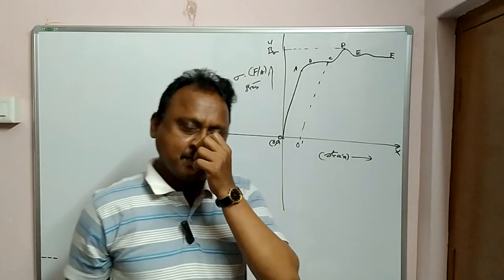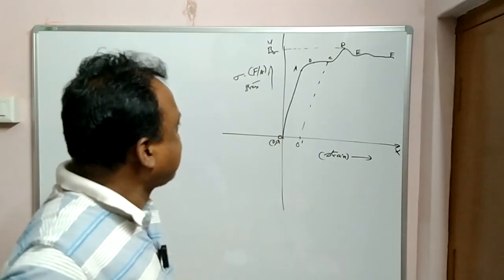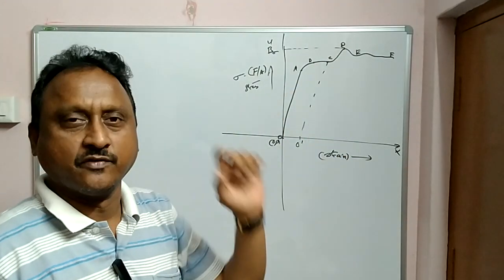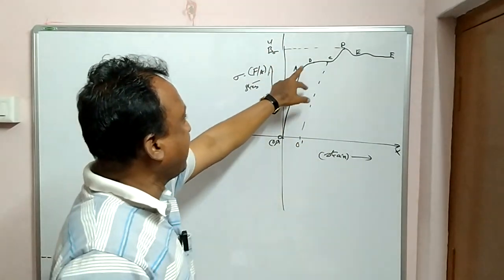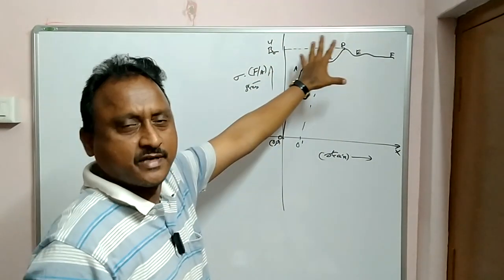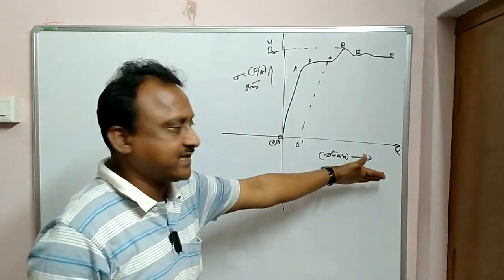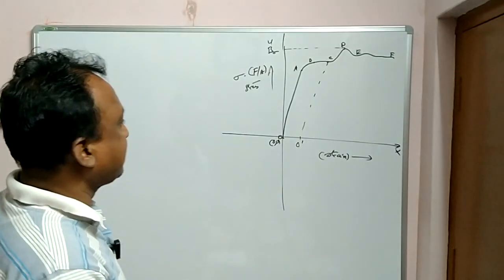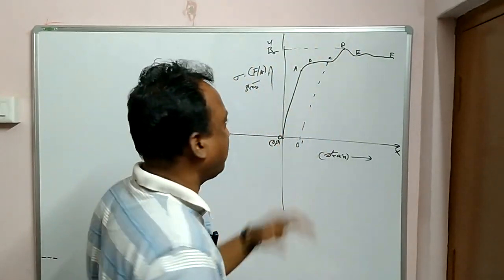Hi friends, in the part 1 video we discussed the stress-strain graph, that is, the behavior of the wire under gradual increase of load. In part 1 we drew a graph with points A, B, C, D, E, F located for stress and strain values, strain on the x-axis and stress on the y-axis. Now we will discuss the various points A, B, C, D, and so on.